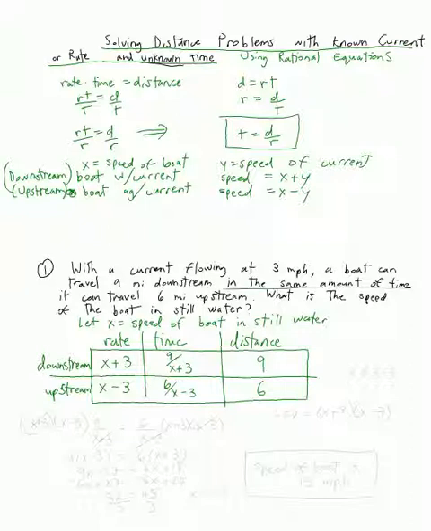Now, it says it does it in the same amount of time. That means that the times must be equal. 9 over x plus 3 equals 6 over x minus 3.